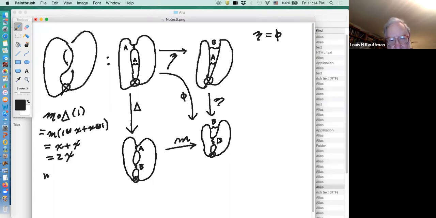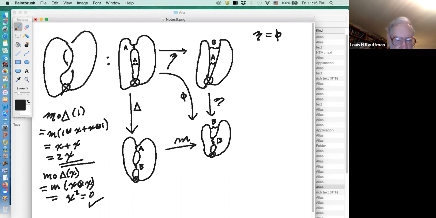I'll do another one. M composed with delta of x is equal to M of x tensor x, and that's equal to x squared, which is equal to 0. That's okay, that's 0, but this one, that won't do. I haven't got a commutative square. I need a commutative square or an anti-commutative square, but a non-zero square won't do, right? It won't do to have this 0 and this non-zero, just won't do at all. On the other hand, mod 2, it's okay.